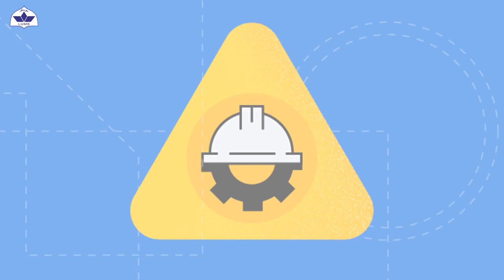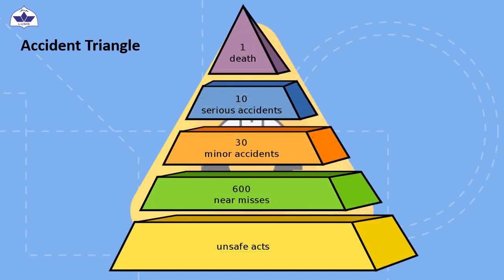So why is it important to report incidents, minor incidents, near misses, unsafe acts, and unsafe conditions? Because we need to prevent major incidents and death. From research of different incidents, the accident triangle was created, and it shows that behind one death there are about 10 serious incidents, behind those 10 serious incidents there are 30 minor incidents, behind that there are 600 near misses, and behind that there are a lot of unsafe acts and unsafe conditions.